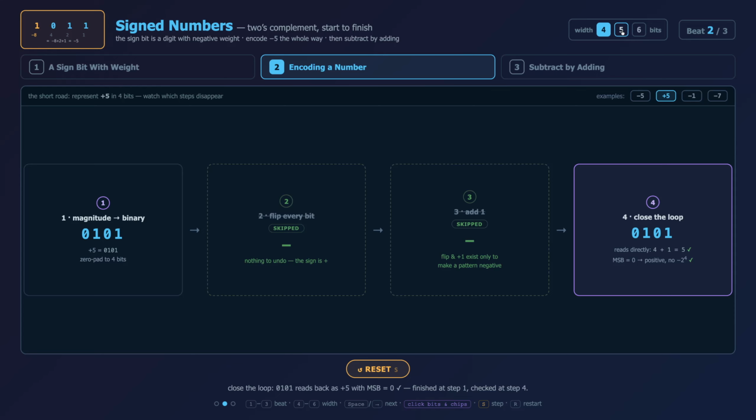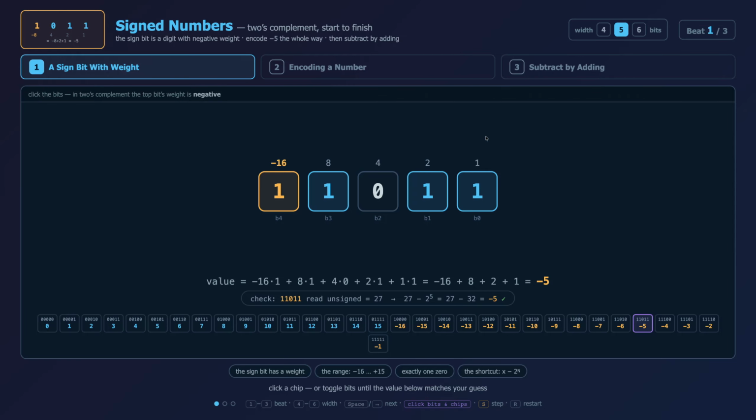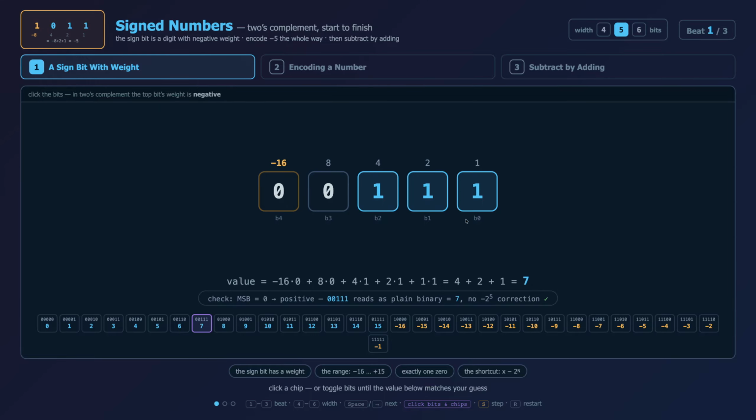What I also want you to do is take a look at the range of numbers. Okay, so I'm going up here and I'm going to 5 bits. All right, so let's go to the initial landing page on this infographic. With 5 bits, here are all the possibilities. Okay, so if I wanted to represent 7, I take the 5 bits. The magnitude of 7 is 1, 1, 1. And because it's positive, I don't have to worry about any sign bit. The sign bit is 0. The MSB for a positive number is 0.